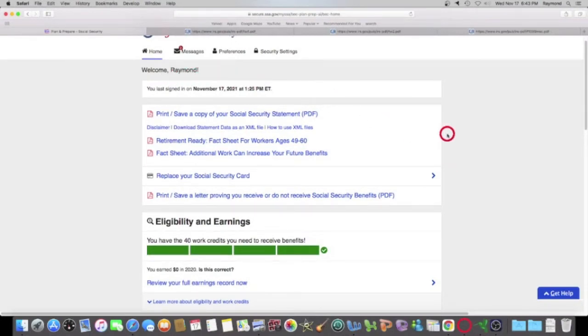There's a lot of things to click on here once you log in. And I suggest you guys just click on your security settings, your preferences, and all these tabs. I believe they should be the same for you. But the first one we want to check out is this fact sheet. It says additional work can increase your future benefits. So let's check this out.